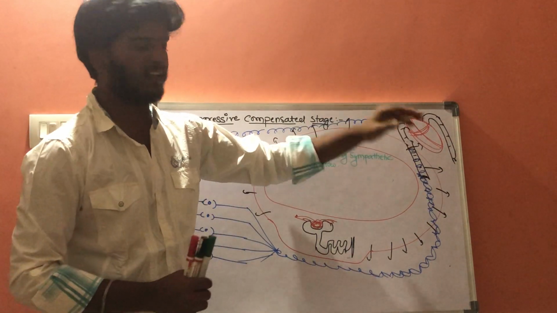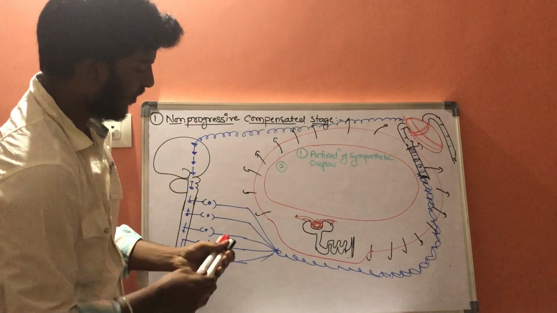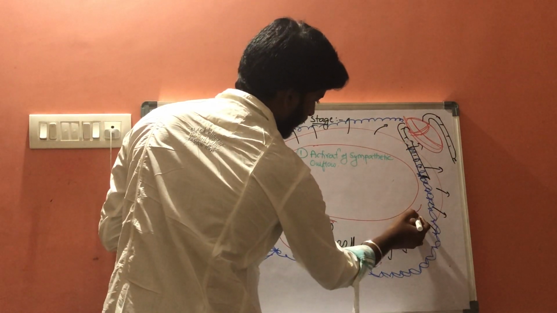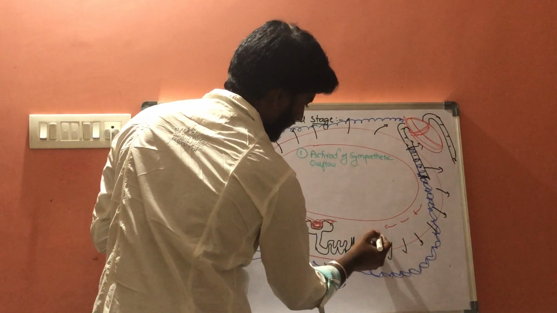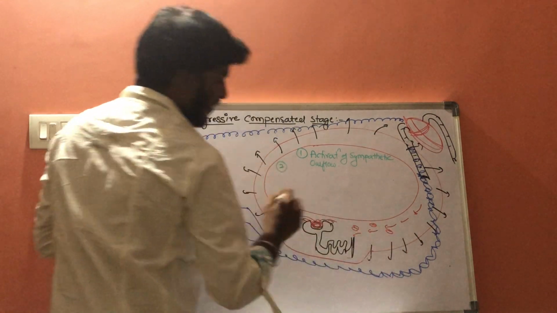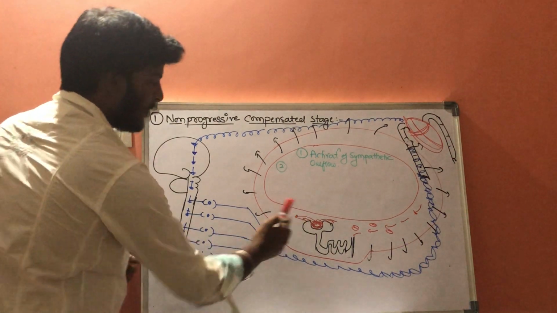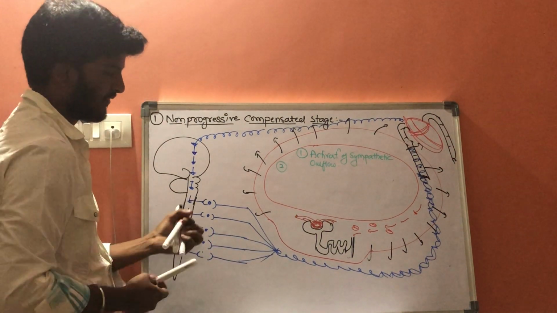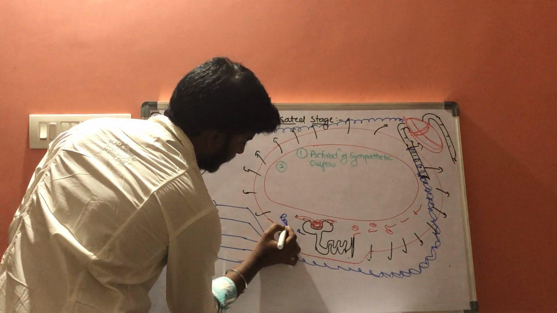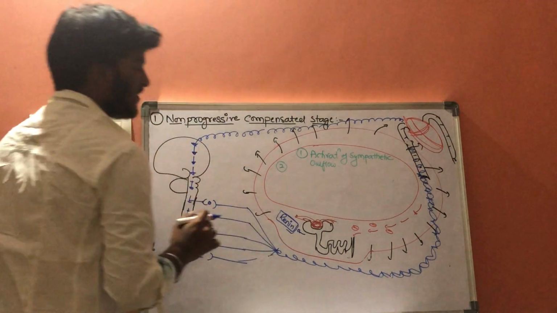Whenever the blood pressure is decreased, the flow of the blood towards the kidneys will get decreased. Whenever the flow of the blood towards the kidneys is decreased, there will be production of an enzyme called renin.